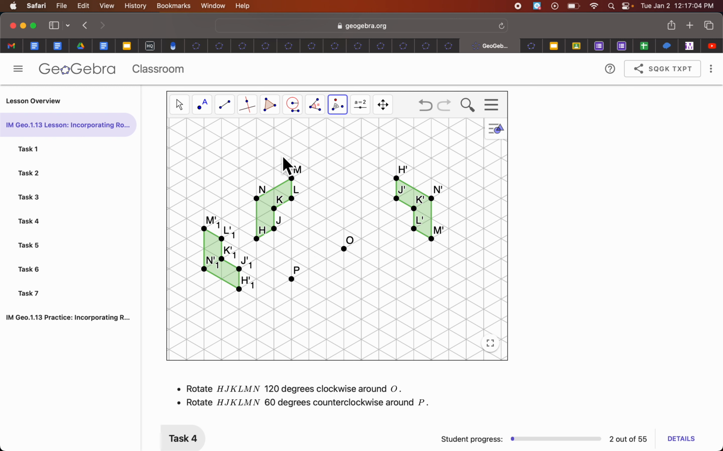Now let's look at ML, right? That side. Okay, ML. That goes right through P, and then M prime, L prime, right? Excuse me, with the hiccups.